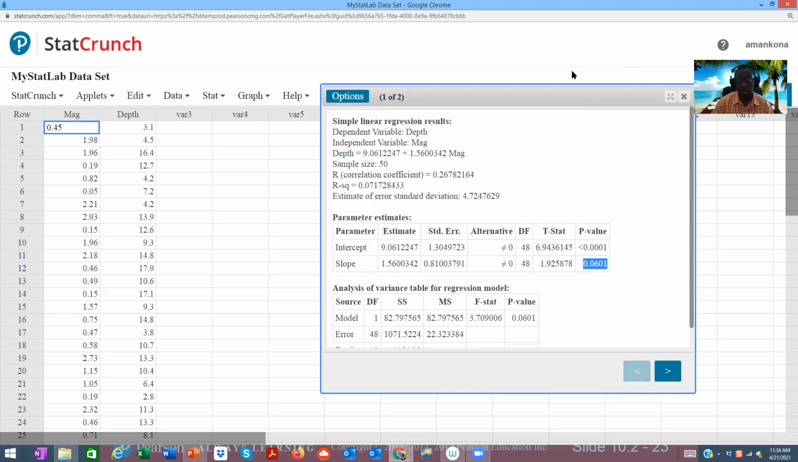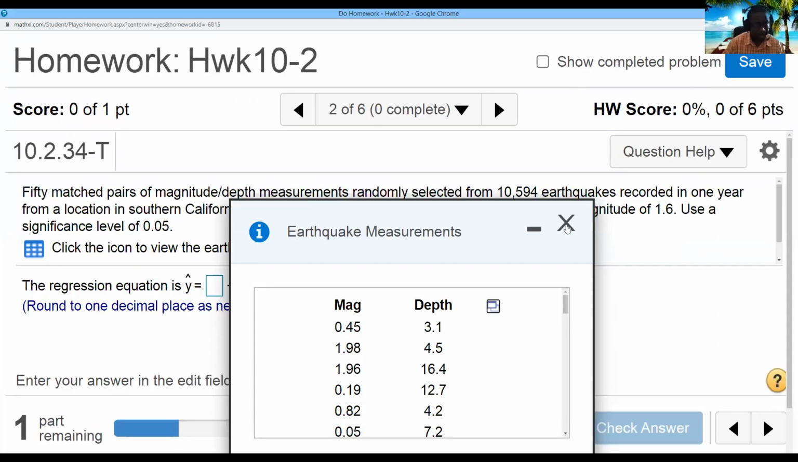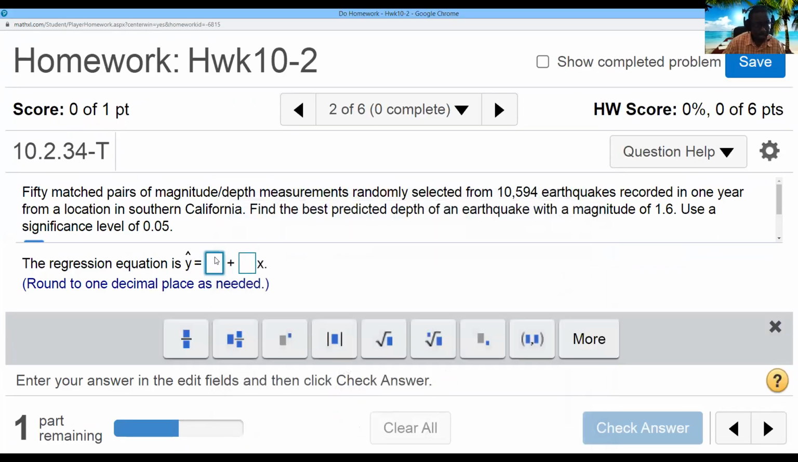Now let's go back to the homework. They want us to find the predicted depth. It says to 1 decimal place, so that is 9.1, and then this is also 1 decimal place, so 1.6.